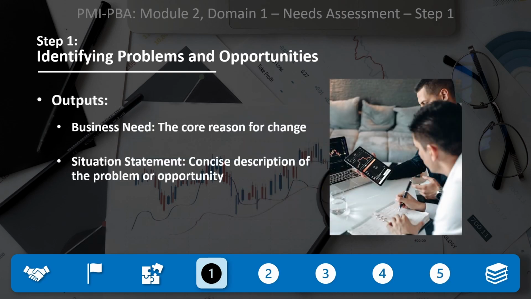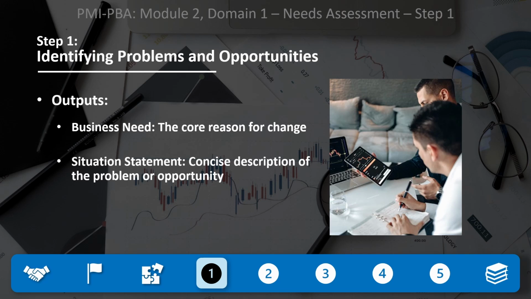The outputs of this step are twofold. First, the business need, a concise statement that captures the underlying reason for change. Second, the situation statement, a brief but powerful description of the problem or opportunity in plain language that stakeholders can rally around. Think of it as a shared anchor point, helping everyone understand the why before jumping to the how.